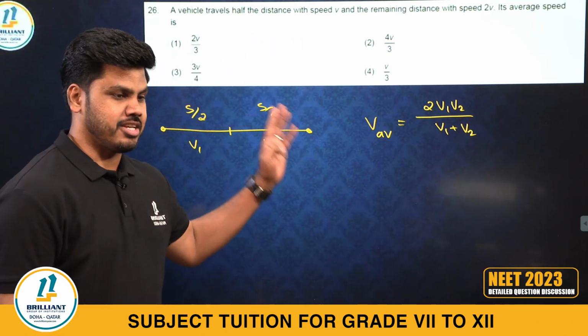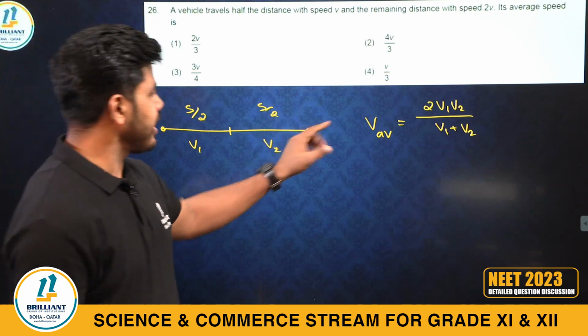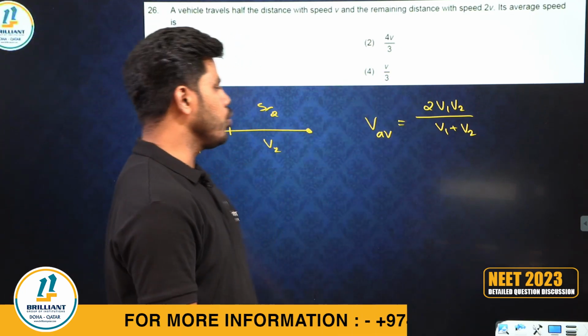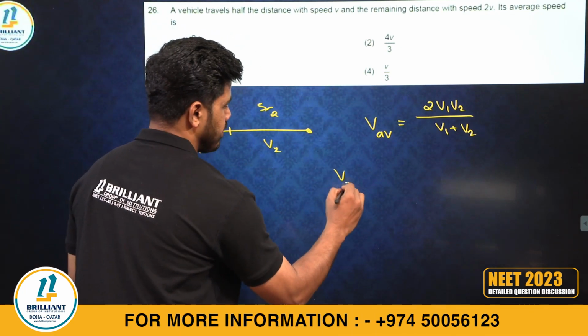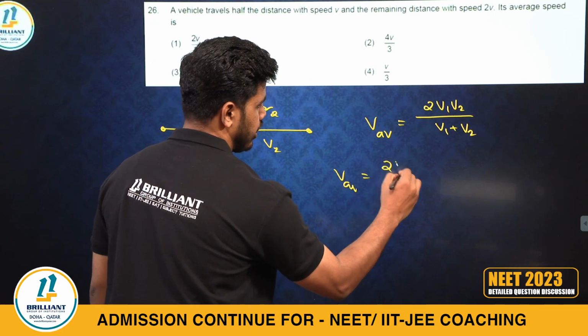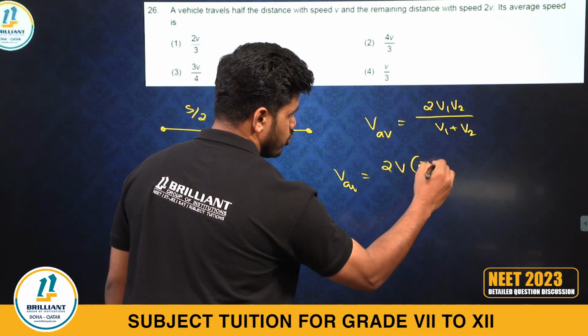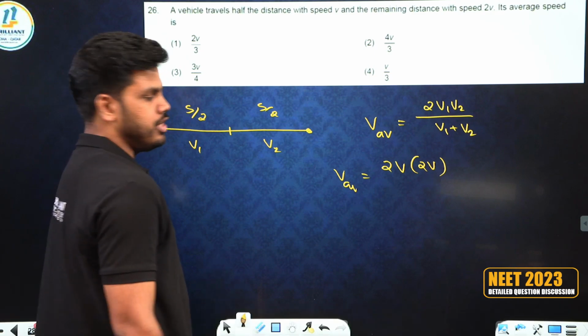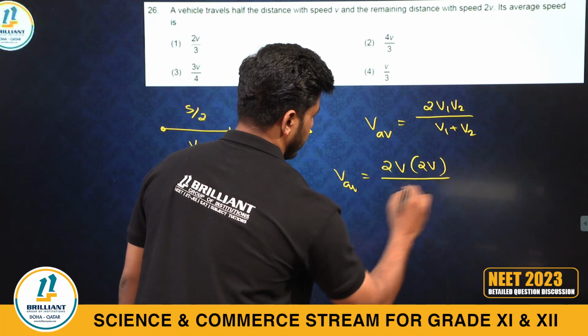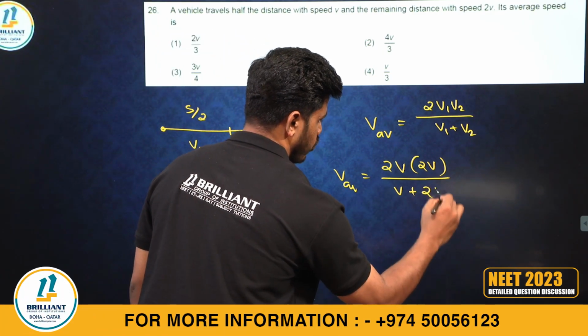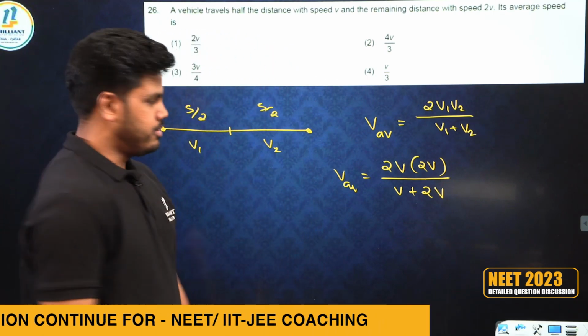So it is a straight substitution. You're given v1 as v, v2 as 2v. Then what will be the average speed? Average speed is going to be 2 into v into 2v, divided by v plus 2v. That is your final answer.